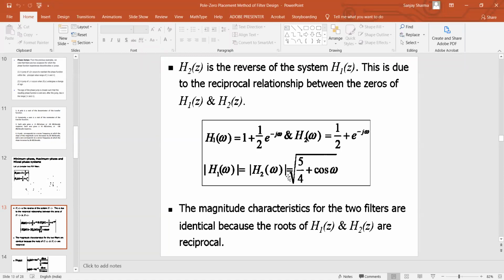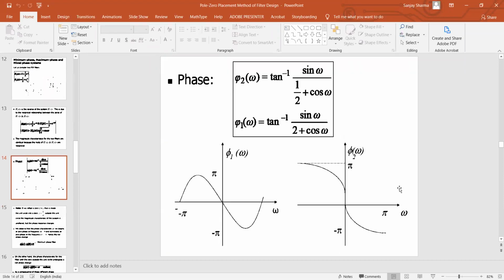What I'm trying to say is that if one system is the reverse of the other, then the magnitude response will remain the same, but there will be a difference in the phase responses. The magnitude characteristics for the two filters are identical because the roots of H1(z) and H2(z) are reciprocal, right? But let's look at the phase. This is the phi 2 omega formula and this is the phi 1 omega phase response formula.